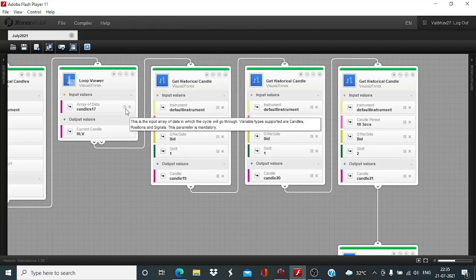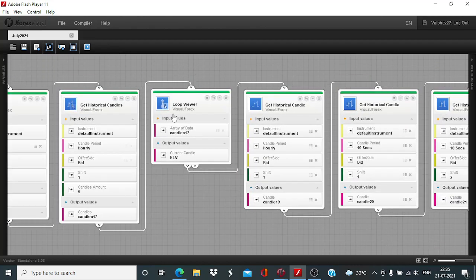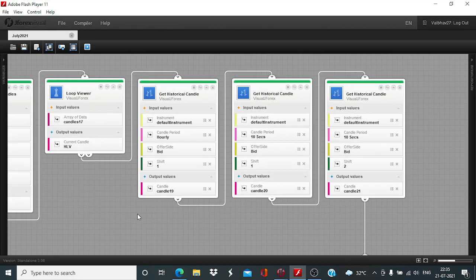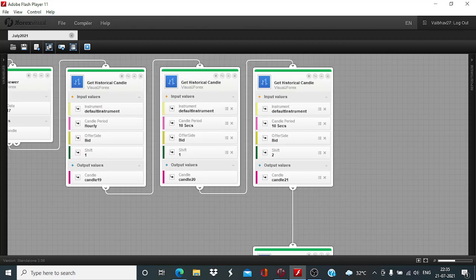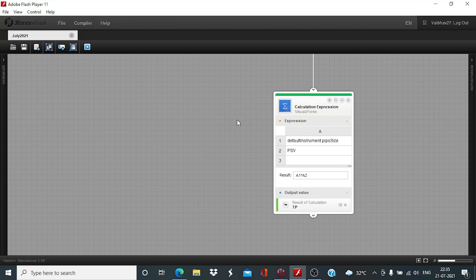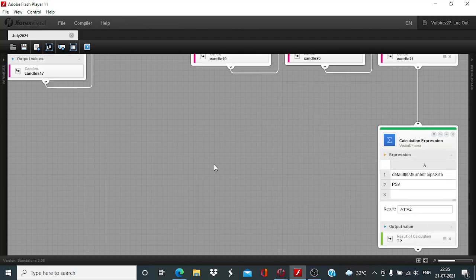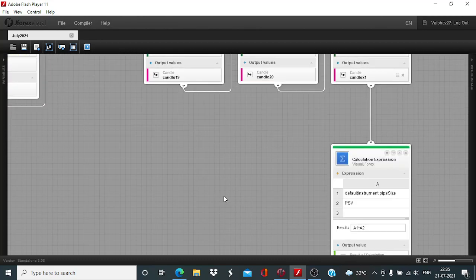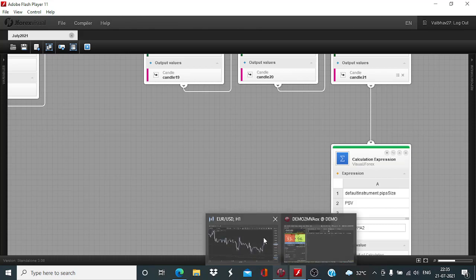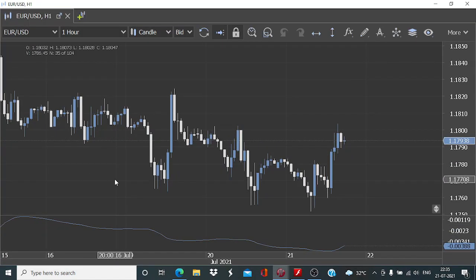And to retrieve the individual variables from this cluster, we will be taking the help of loop viewer. And for last hourly price action, we will have to take this get historical candle with the shift value of 1. And to then pinpoint the exact entry point, this 10-second candles will be used. And here, this calculation was done to define 20 pips. So that's so far the developments. Now we have to continue.